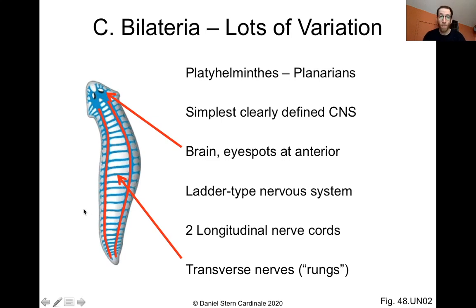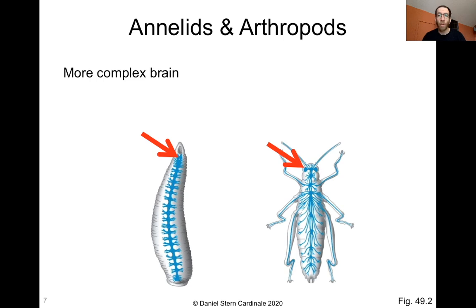Once you get to organisms like annelids and arthropods, you start to see a much more complex, much more clearly defined structure that you would call a brain. So here we can see a leech. This is a segmented worm that I've mentioned before. At the anterior end, you have this bundle of neurons that you would call a brain. And in a grasshopper over here, in an insect, you have a very clearly defined brain.